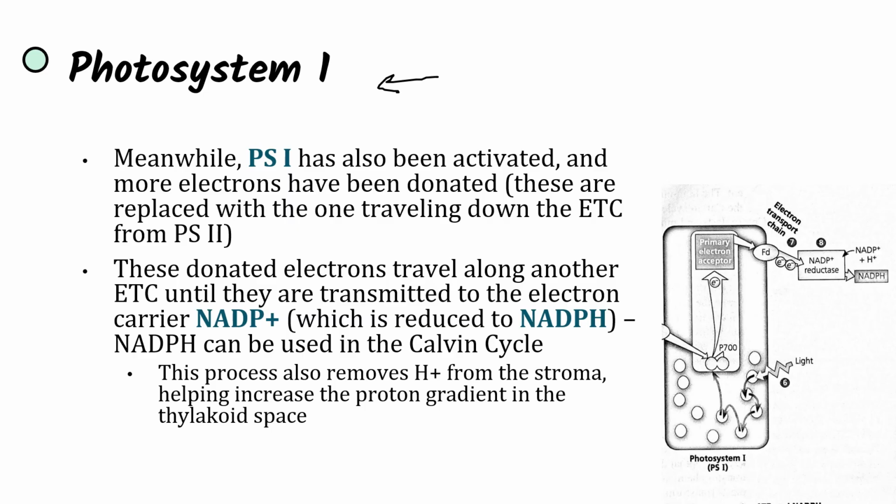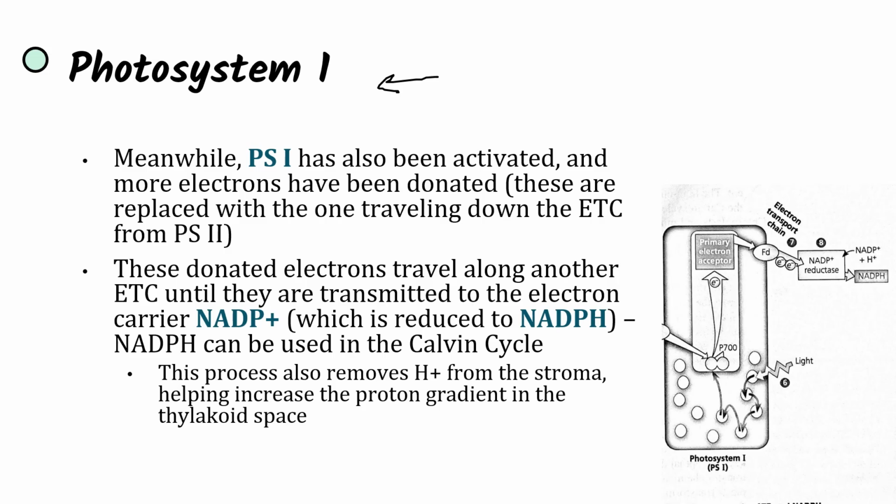So more electrons have been donated. So PS1 has also donated some electrons that need to be replaced. And these are replaced from the electrons that came down the electron transport chain from PS2. So the electrons in PS2 are replaced from water, and the electrons in PS1 are replaced from the electrons in PS2. It's a bit confusing, but we'll take a look at the big picture in a second.